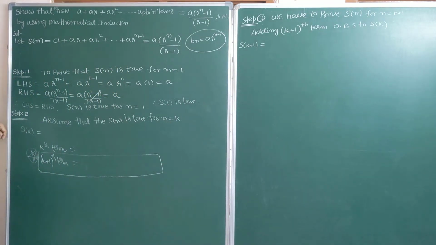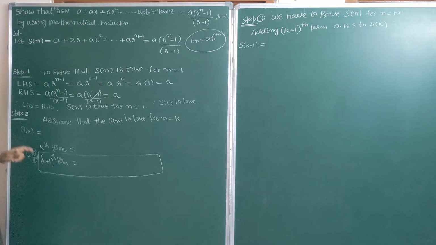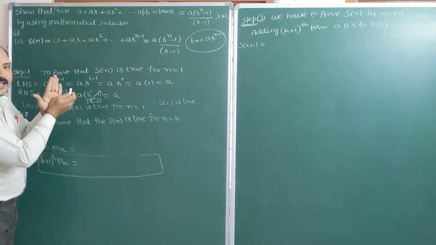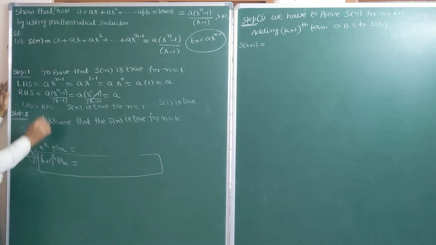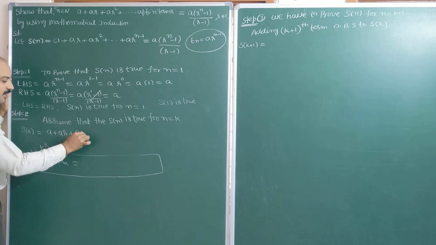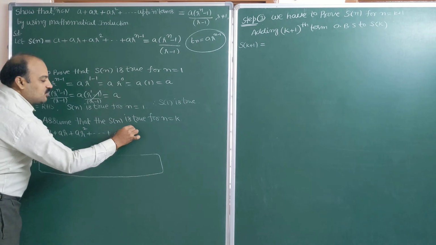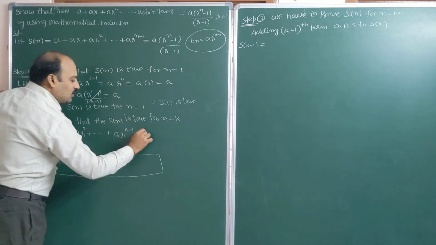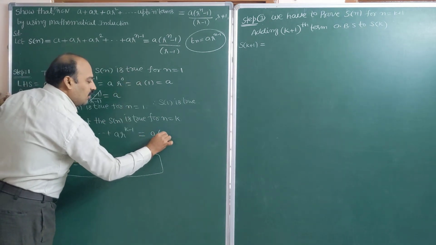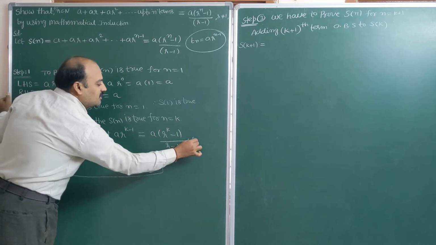Now come to the second step. What is the second step? Assume that S of n is true for n equal to k. So S of k equals, wherever in the series n is there, replace with k. So S of k equals a plus ar square plus and so on, a r power k minus 1, is equal to a into r power k minus 1 divided by r minus 1, where r is not equal to 1.